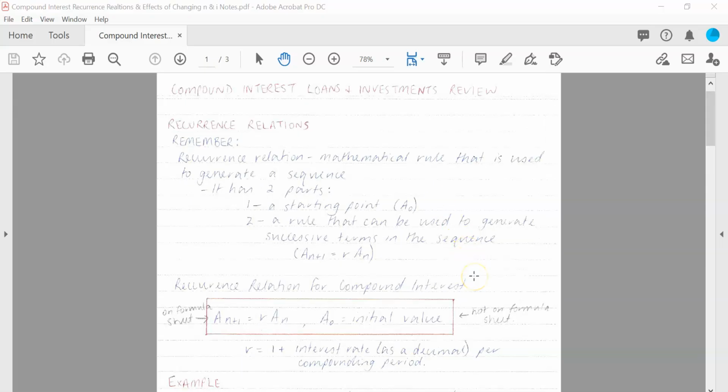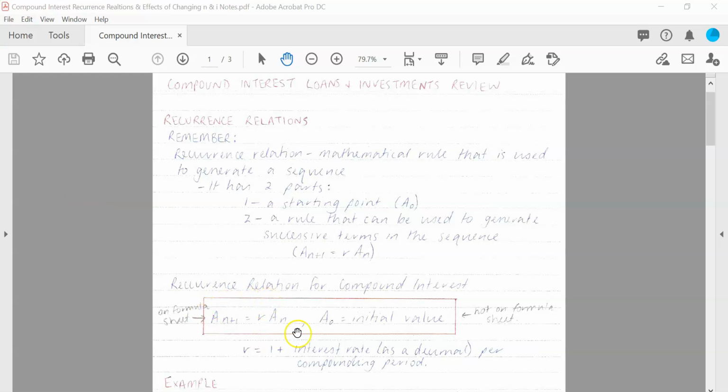So for compound interest, the recurrence relation that is defined on your formula sheet is here in this red box. So a_(n+1) is equal to r times a_n, and a_0 is our initial value. The r value that is here is defined as 1 plus the interest rate as a decimal per compounding period. What that means is to get the next term in the sequence, you need to multiply the previous term by 1 plus the interest rate per compounding period, and that interest rate has to be as a decimal.